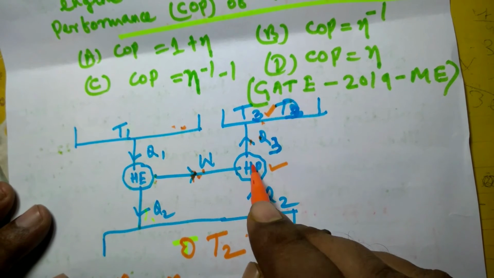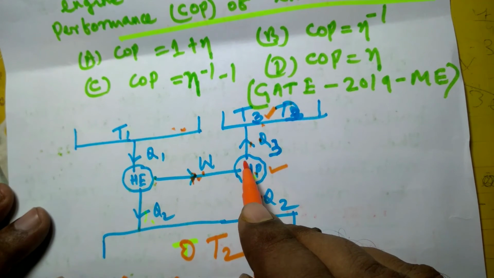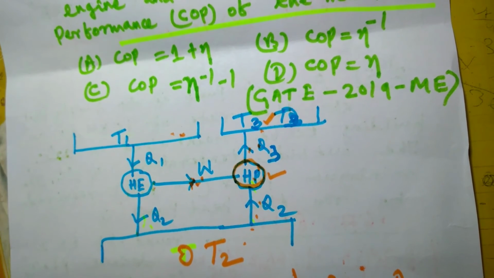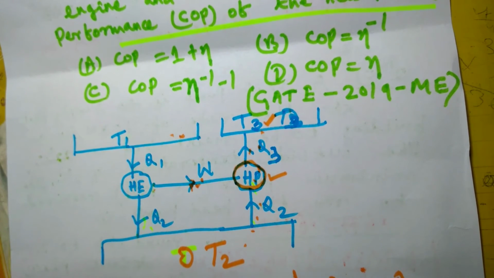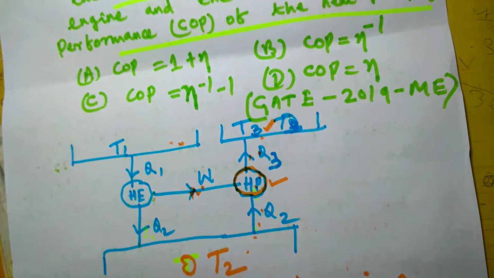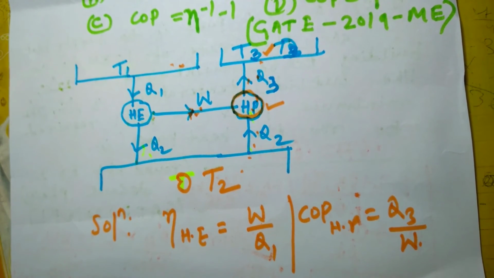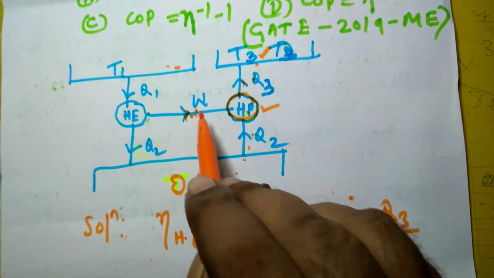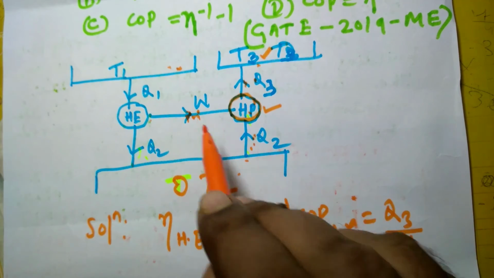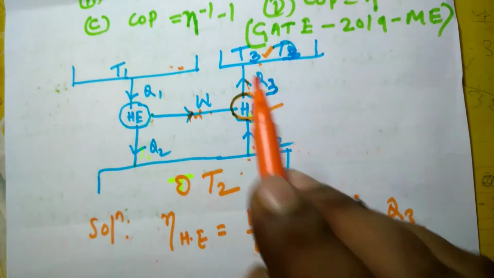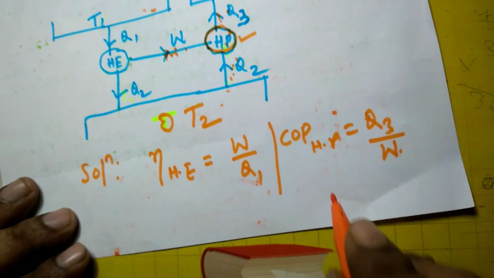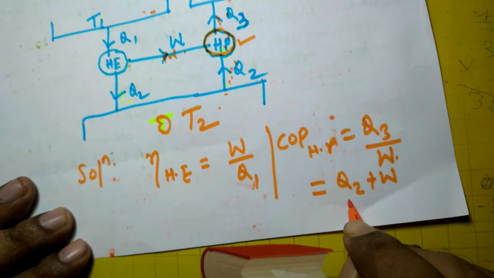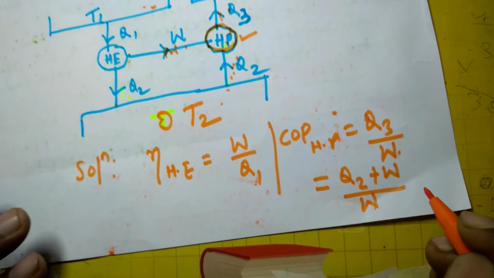You see, by applying energy balance equation to this cyclic device, in case of a cyclic device, summation of energy that enters into system during a cycle is equal to summation of energy leaving the system during that cycle. Here the energy leaving is Q3 and these energies are entering the system, Q2 plus W. So Q2 plus W is Q3. So I can write this COP of heat pump as Q2 plus W divided by W.